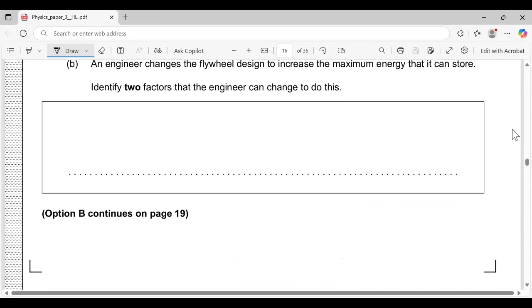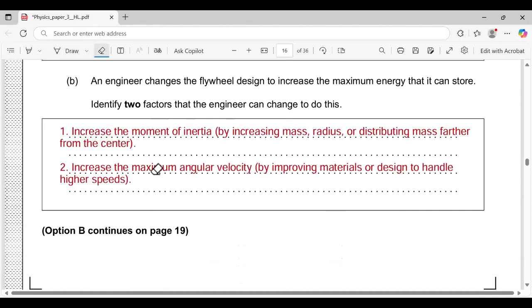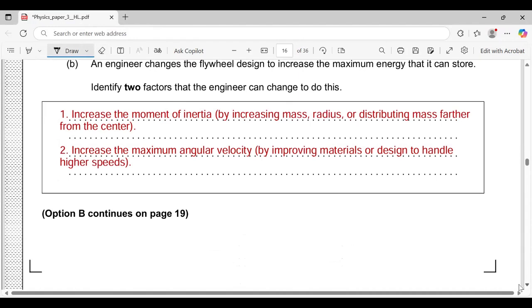Next question, B. An engineer changes the flywheel design to increase the maximum energy that it can store. Identify two factors that the engineer can change to do this. I have provided my answer, this one. Okay. Let's continue to the next question.